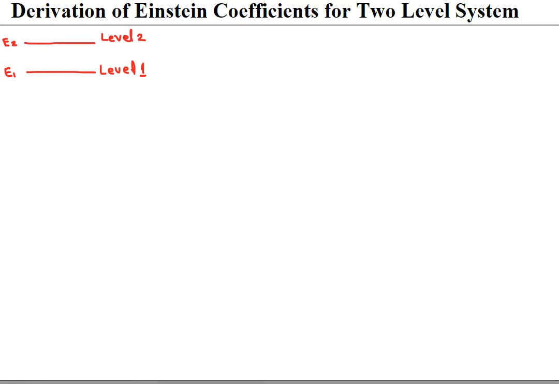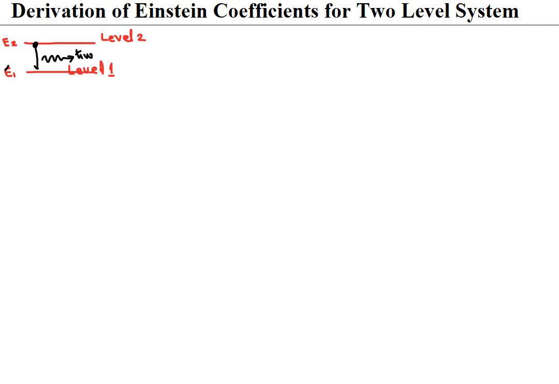So when the atom is in excited state, it can spontaneously go to the ground state by emitting some energy that will be equal to h cut omega. But when it is in the ground state and it has to go to the level 2 from the level 1, it has to absorb some energy equals to h cut omega.